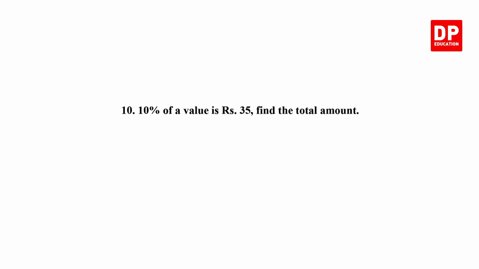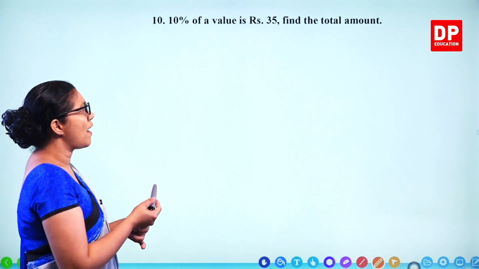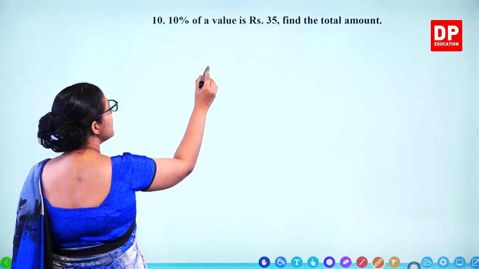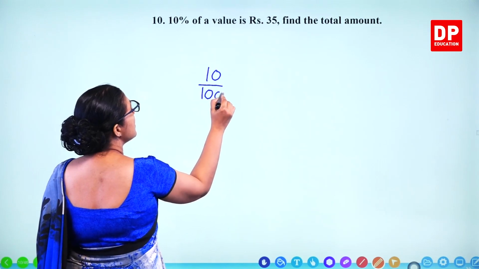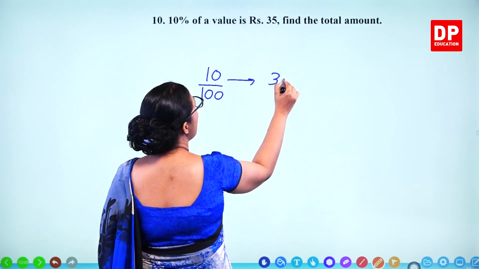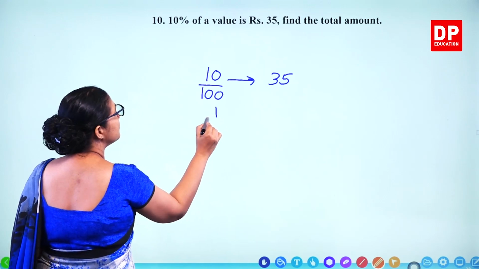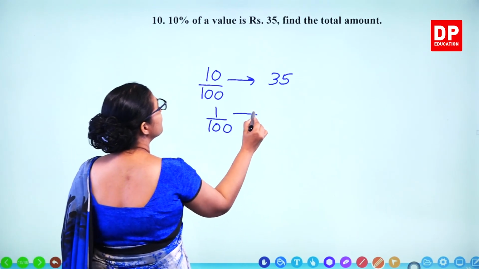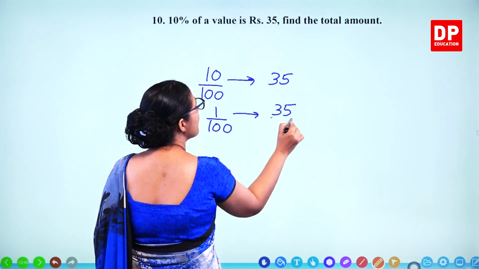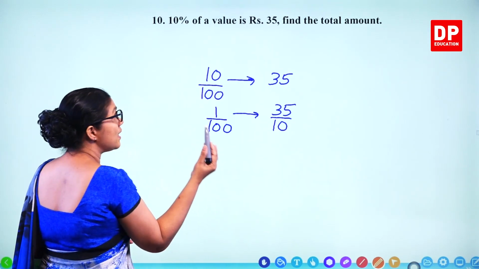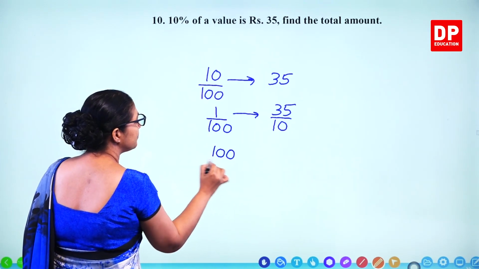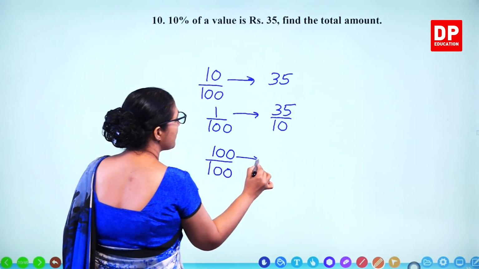Question number 10. 10% of a value is 35. Find the total amount. 10% is 35. So what's 1%? 35 divided by 10. What's 100%? Total amount means 100%. Multiply by 100.